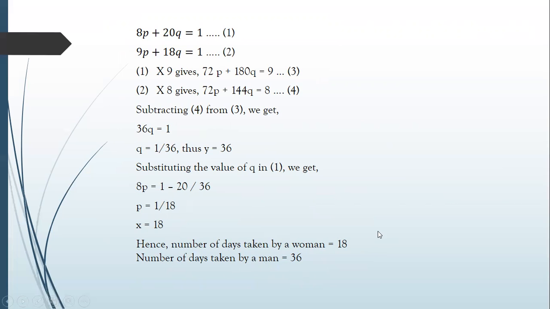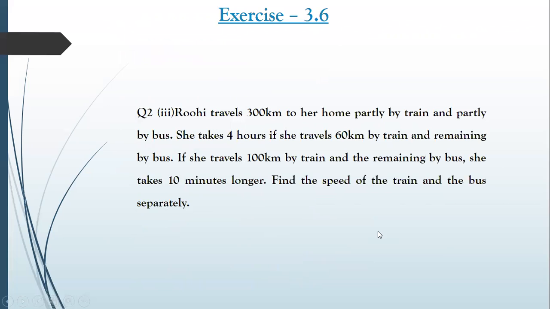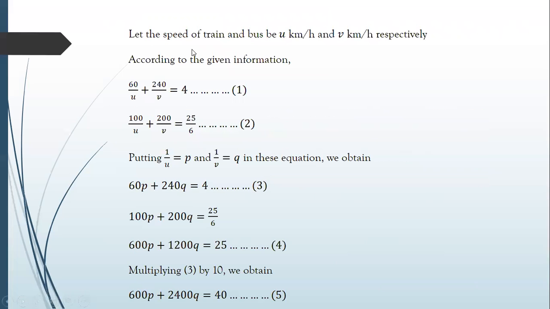So the number of days taken by a woman is 18, while the number of days taken by a man is 36. Ruhi travels 300 km to her home, partly by train and partly by bus. She takes 4 hours if she travels 60 km by train and the remaining by bus. If she travels 100 km by train and the remaining by bus, she takes 10 minutes longer. Find the speed of the train and the bus separately. So here we'll take the speed of the train to be u and that of the bus to be v. So 60 by u plus 240 by v equal to 4, and 100 by u plus 200 by v equal to 25 by 6.